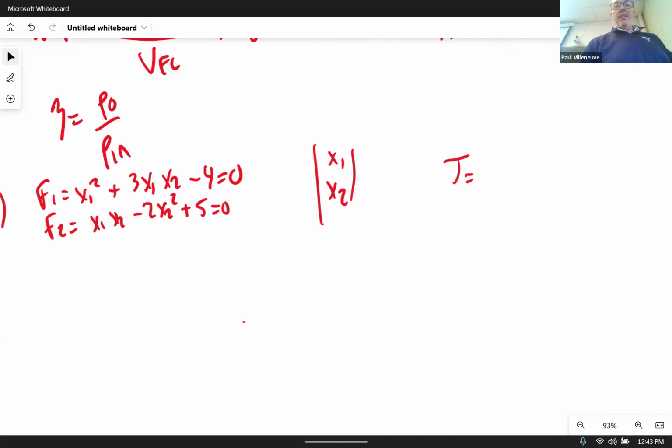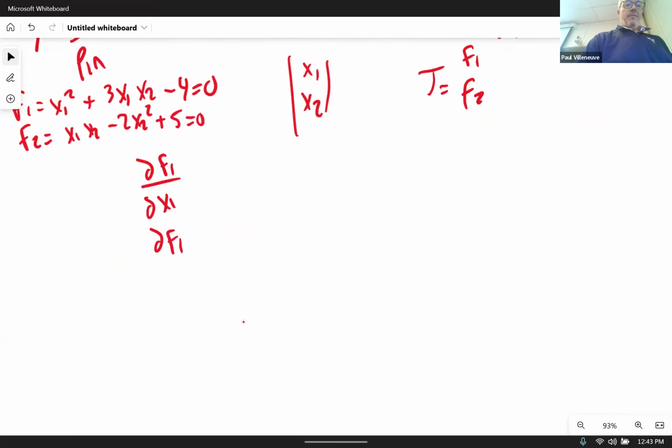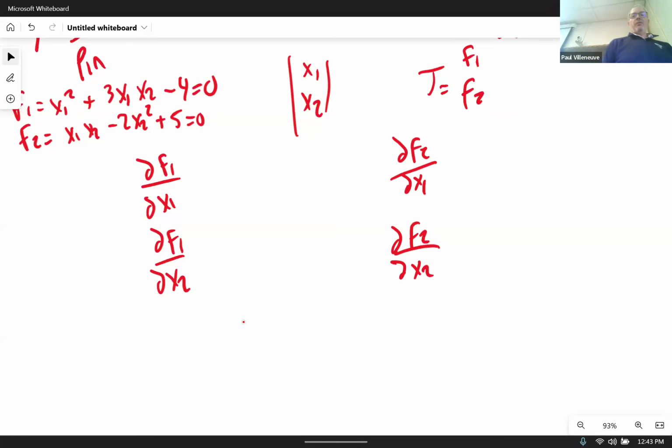So my Jacobian, F1, F2, x1, and x2. I need the partial of F1 with respect to x1, partial of F1 with respect to x2, partial of F2 with respect to x1, partial of F2 with respect to x2. And I just got that from the form of the Jacobian, right? I laid out my functions, and then I put in my variables, and then it just kind of screamed at me what the Jacobian needed to be.